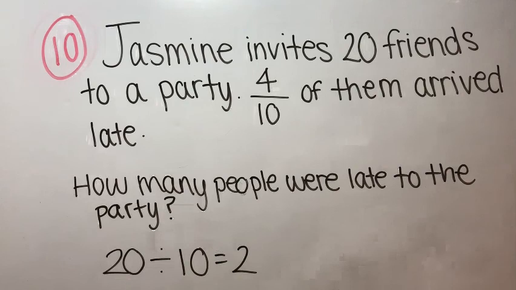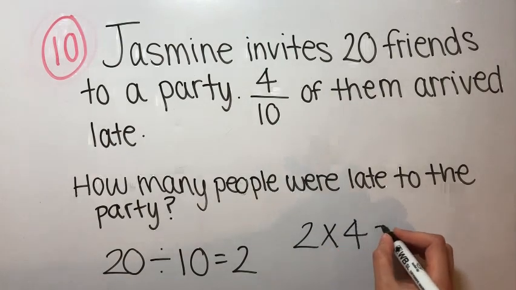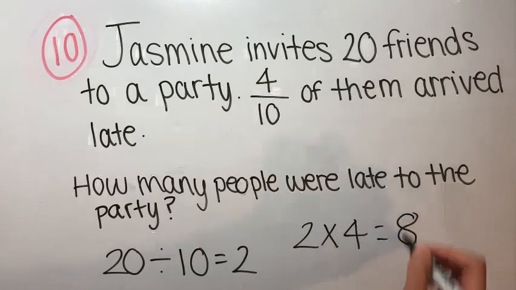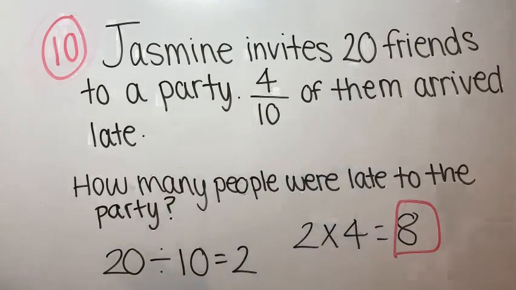1/10 of her friends is 2. Now to work out 4/10, we need to multiply 2 by 4. 2 times 4 gives us 8. 8 of her friends were late to the party. And that's our answer, 8.